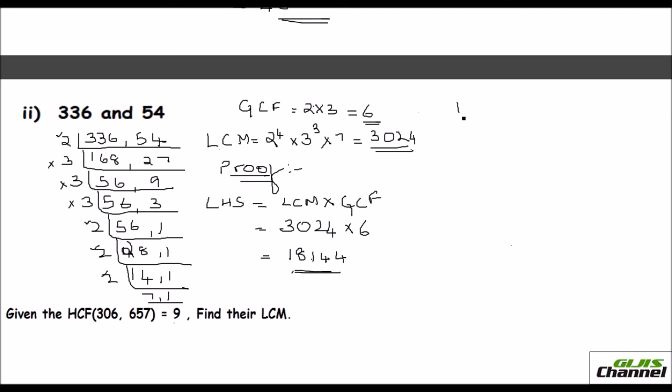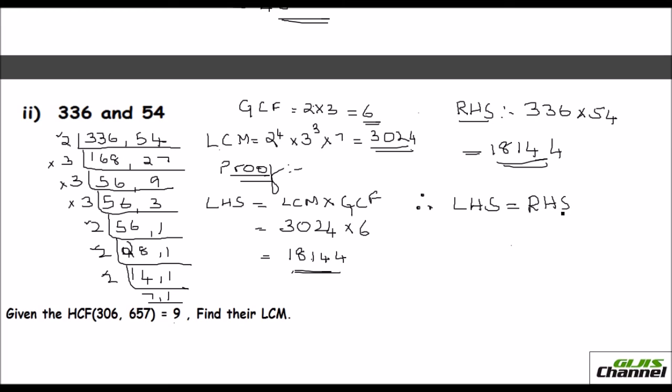Let us check the RHS, the right hand side now. So in the right hand side you need to find the product, right, of 2 numbers. So let me multiply 336 times 54. So that will give you 18,144. So your LHS is equal to RHS and the statement is proved. So the statement LCM times GCF of 2 numbers is equal to the product of 2 numbers is true.